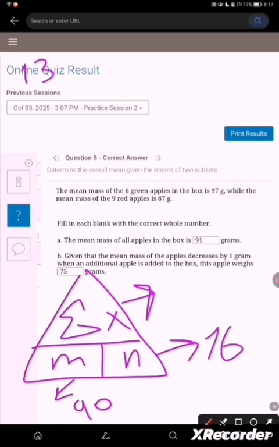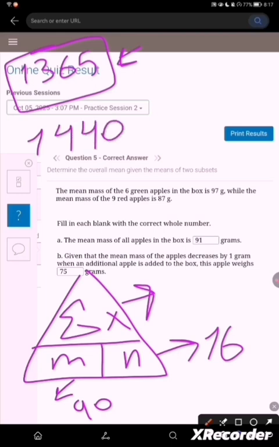So the original weight of apples that we had was 1,365, okay? That was the total weight of the 15 apples. Now, using the mean and the number of apples, we can find the new total weight, subtract this number over here, and you'll get the weight of the additional apple. So you do 90 times 16, because there's a total of 16 apples in the box now that they've added an additional one. You will get an answer of 1,440.